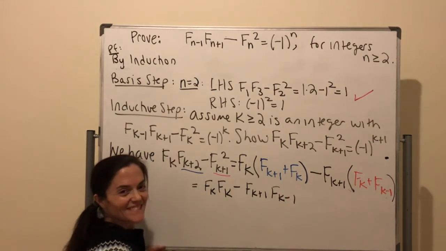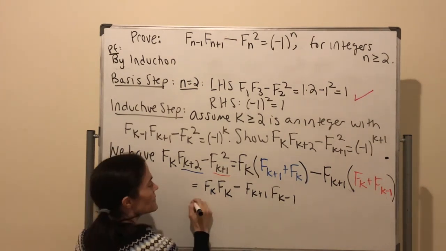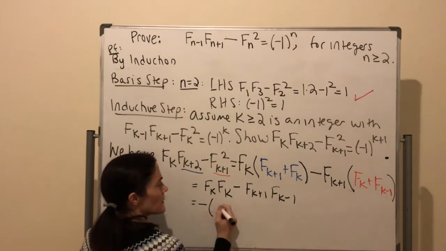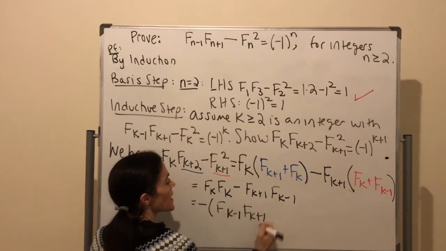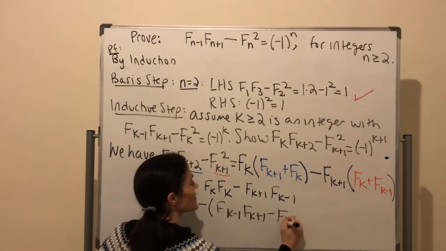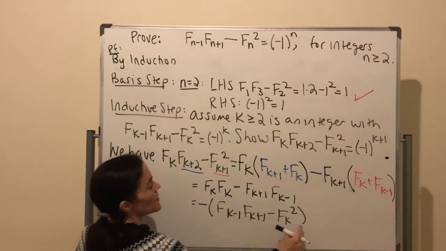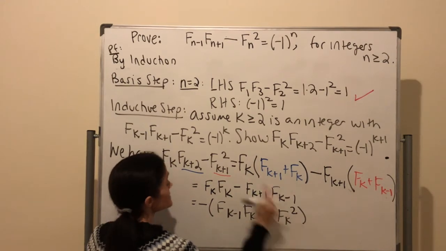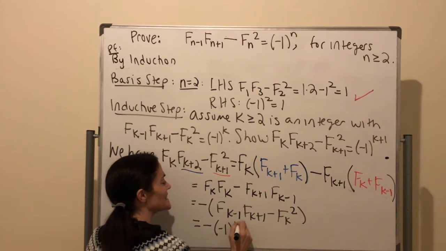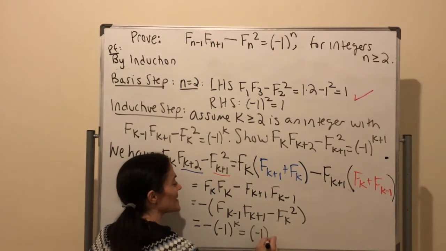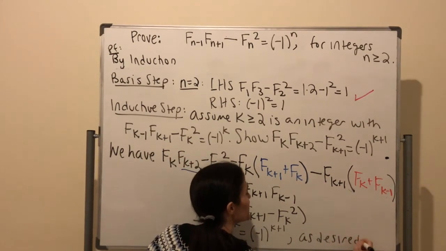Okay. Now this is when we realize things might work out the way we want them to. In fact, I can factor out a minus 1. Well, let me write this in the order to match the above. Fk minus 1, fk plus 1, and then minus fk squared. Okay? Well, by our inductive hypothesis, this is minus 1 to the k. So we have minus 1 times minus 1 to the k, which is minus 1 to the k plus 1. This is exactly what we were trying to prove.